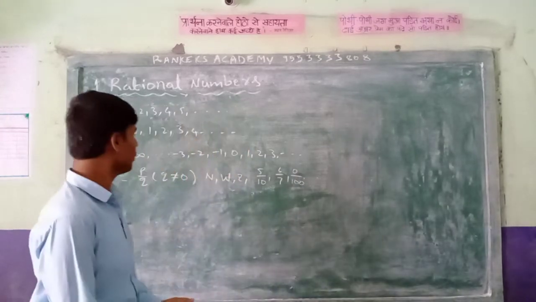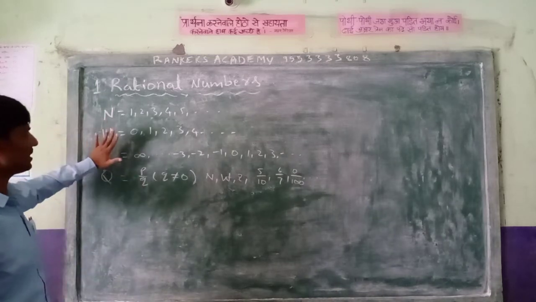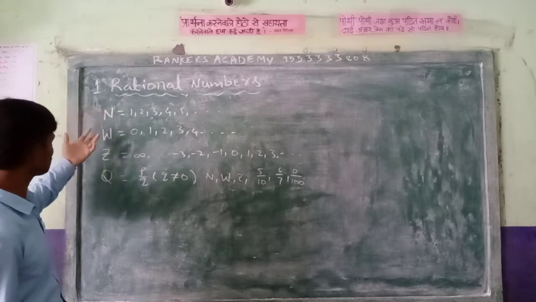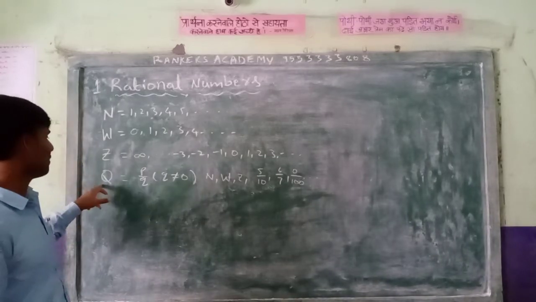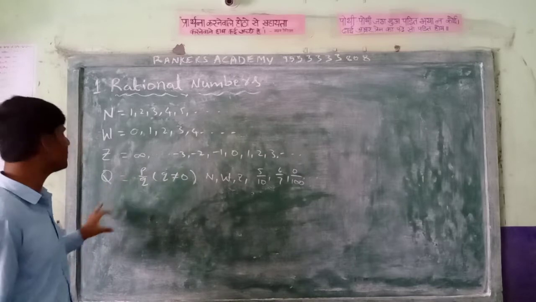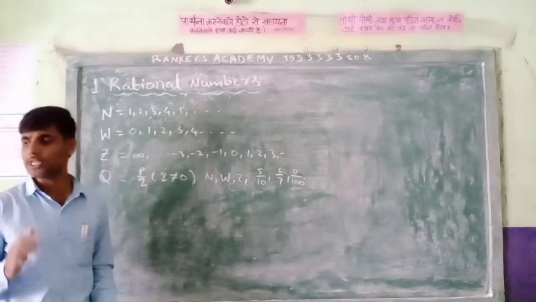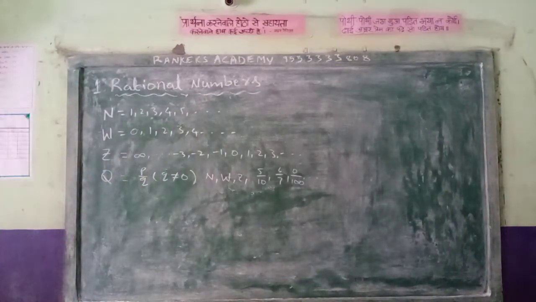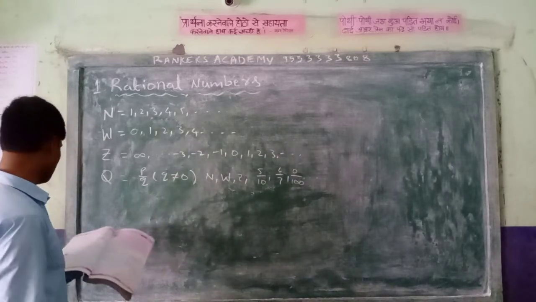Now you know these definitions. Already in previous classes, natural numbers and whole numbers were in 6th class and integers in 7th class. Now in 8th class, rational numbers, we discuss their properties and everything here. So now let us do these problems. See what they have given.